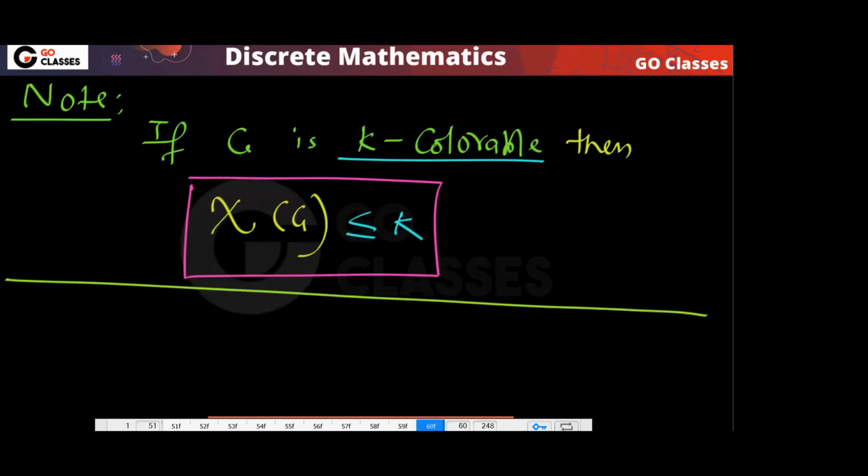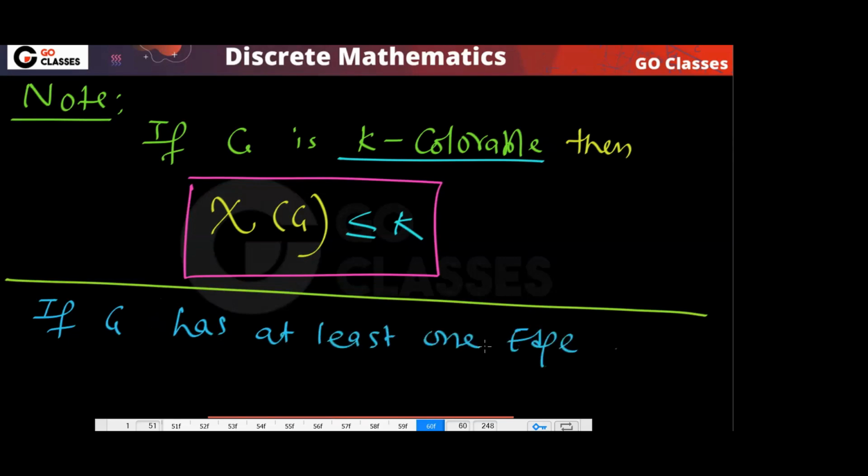If any graph G has at least one edge, then what can you say about the chromatic number? That will definitely be greater than or equal to 2. The chromatic number will definitely be greater than or equal to 2 if your graph has at least one edge. This is the idea.